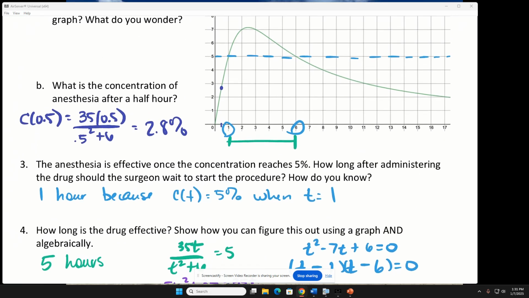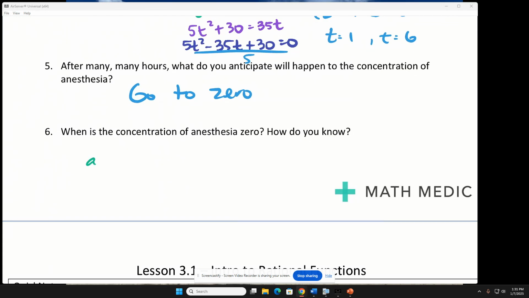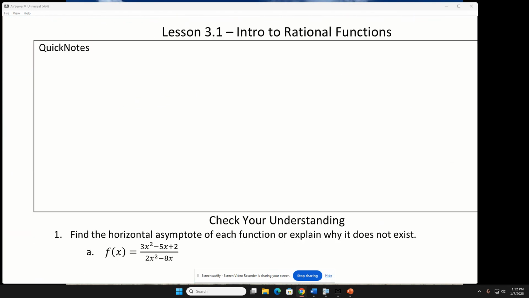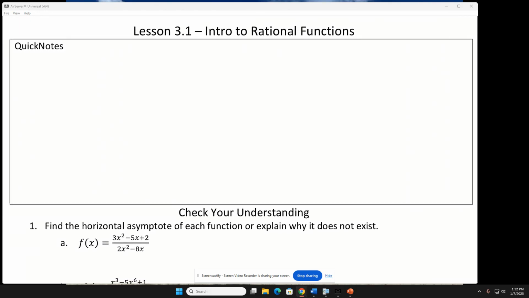There is one place it is 0: at the beginning, before they administer it. So at t equals 0. Okay, so that type of function right there, that 35t over t squared plus 6, is called a rational function. What is the root word of the word rational? Ratio. And in math, what does a ratio usually mean? A fraction. Oh, a decimal.